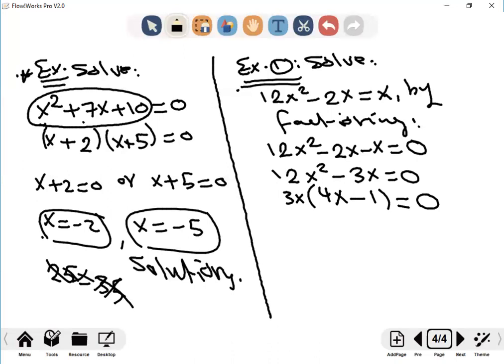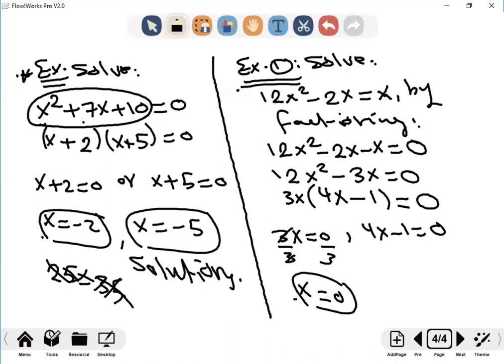Now I have this. Multiply this equals what? So either 3x equals 0 or 4x minus 1 equals 0, right? 3x equals 0, divide on 3, x will be 0. Or 4x minus 1 equals 0, shift and divide, x will be 1 over 4. Done? These are the two solutions.